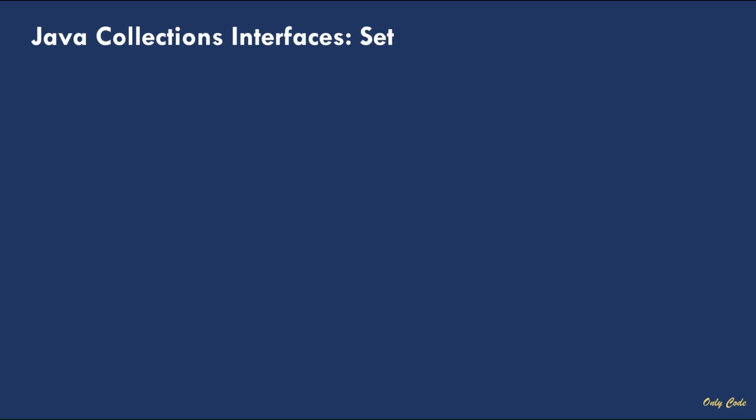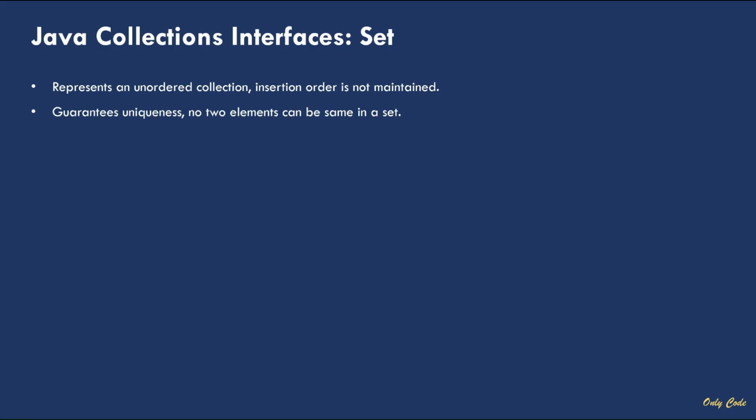Set interface. Set interface represents an unordered collection where insertion order is not maintained. The order in which elements are stored or retrieved is not predictable. Set guarantees uniqueness. If you try to add a duplicate element, it will not be added.